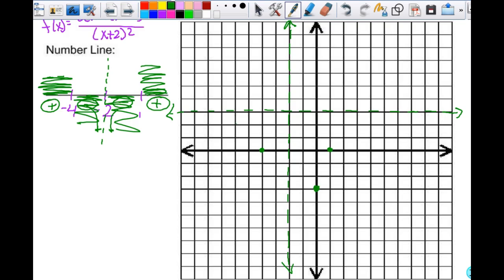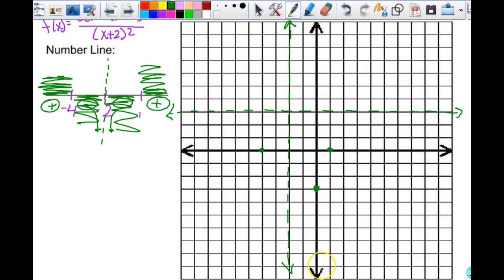Is it going to be symmetric? Like, is this asymptote a line of symmetry? What do you think? No, because if it was, then these points would be the same distance away, right? So it's not a perfectly symmetric type of thing.